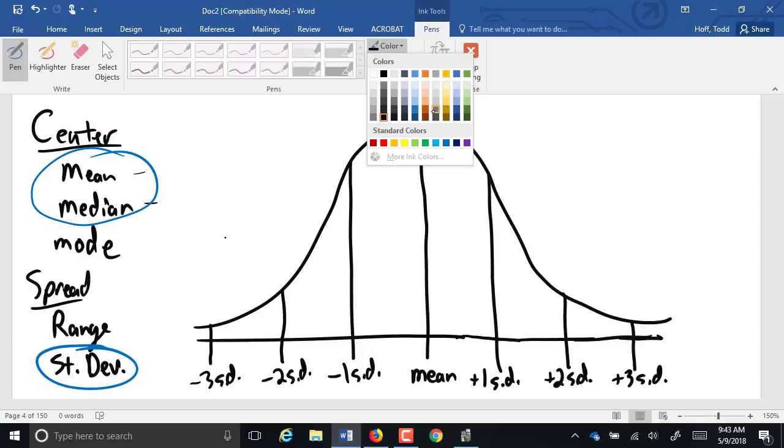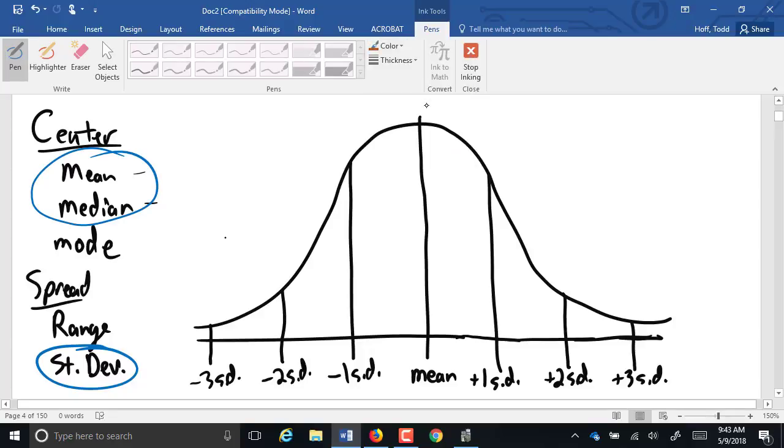And the breakdown of the data in those sections is very predictable. Between the mean and one standard deviation above the mean, we expect 34% of the data to fall in that range. Now, some textbooks call that 34.3%. It all depends on how you round it off. I'm using what's called the approximate empirical rule. Some textbooks use the exact, but it's still about that 34%.